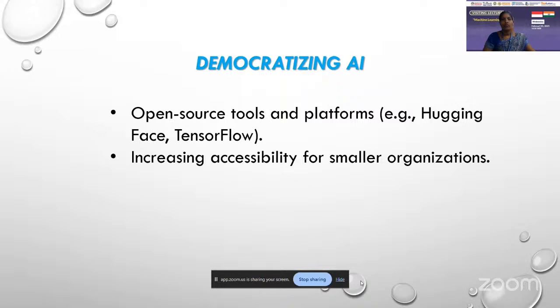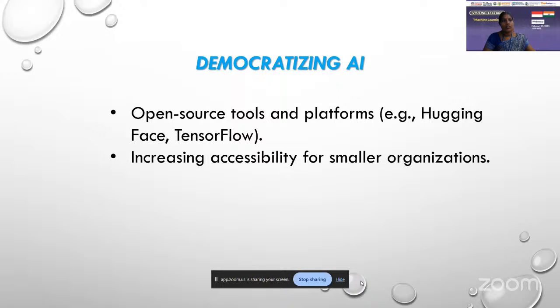Okay. So when you go for democratizing AI, there are open source tools and platforms available. Examples of open source tools and platforms are Hugging Face, TensorFlow, XLA, etc. So this increases the accessibility for smaller organizations.